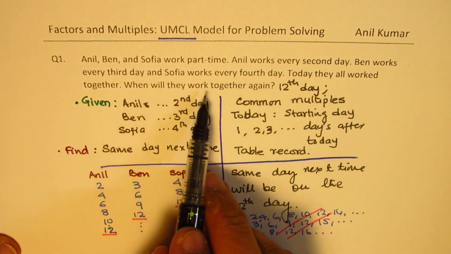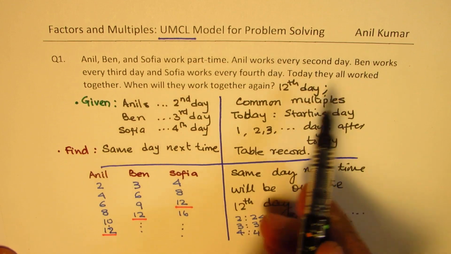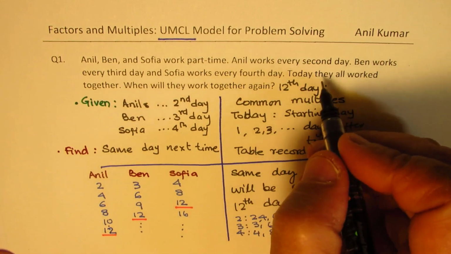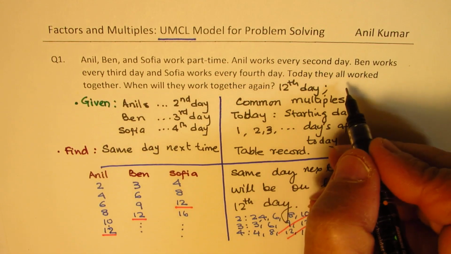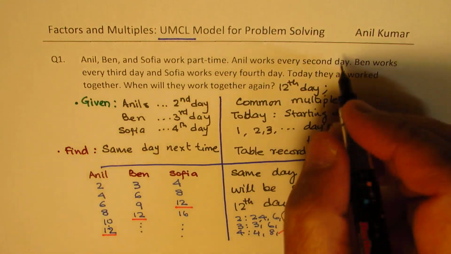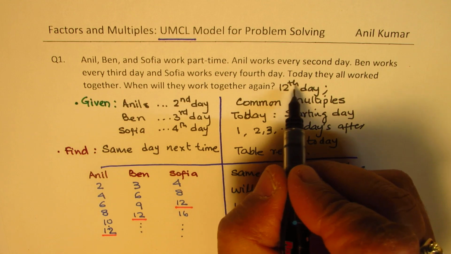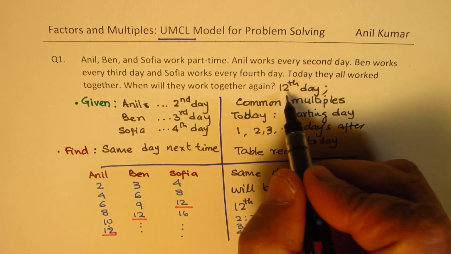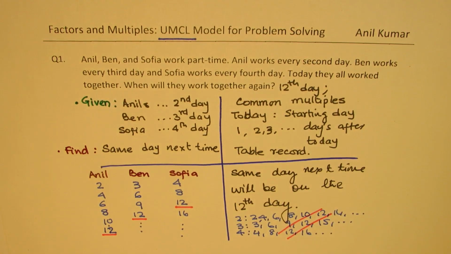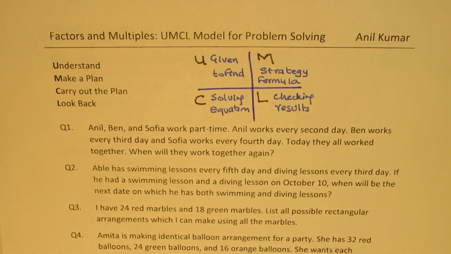Now sometimes we can extend this question: next time when? So it is every 12th day, then the next time will be the 24th day, right? Do you see that? So you notice that in such cases, we have to multiply this by 2, 3, 4 to get the next time when they will be working together, right? So I hope the strategy is absolutely clear. Now you should follow this strategy and then answer the other questions, right?